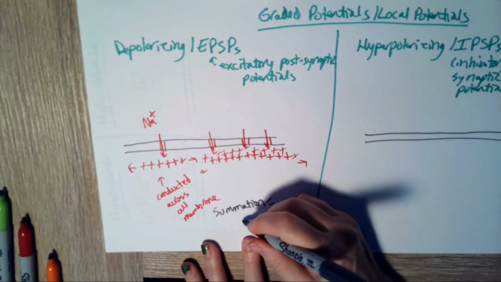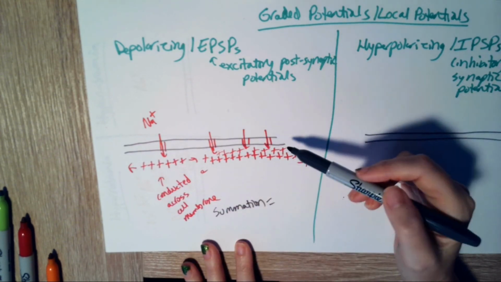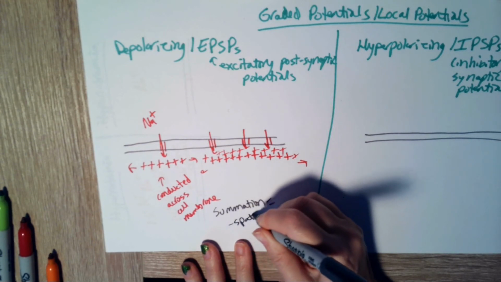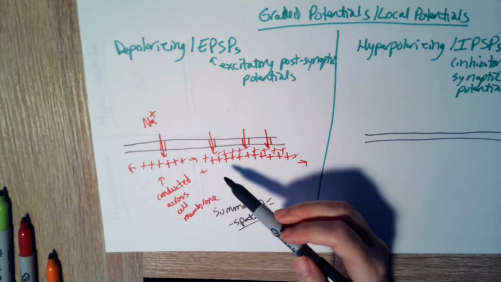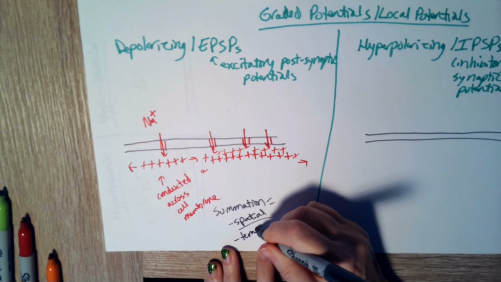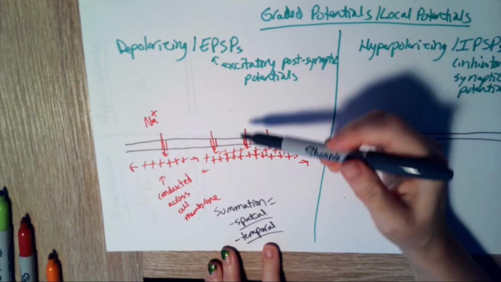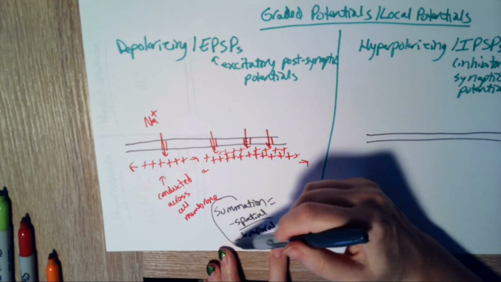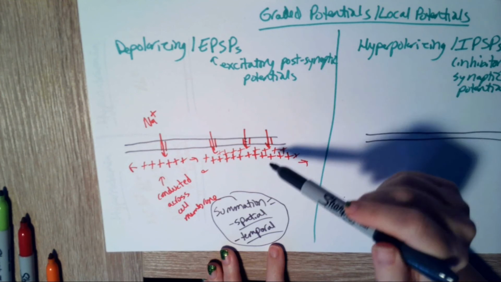We can have it happening over an area. So we open 1, 2, 3, 4 channels instead of just one. That would be called spatial summation, because we're opening channels over a space. Or we can have temporal summation, where we have it over time, so the same channel opens over and over again. That is how we get a stronger depolarizing graded potential, or stronger EPSP.